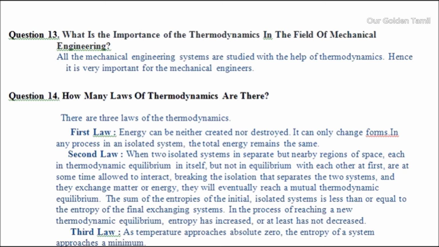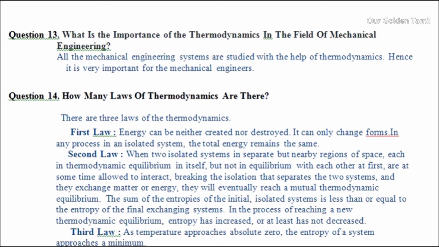First law: energy can be neither created nor destroyed. It can only change forms. In any process in an isolated system, the total energy remains the same. Second law: when 2 isolated systems in separate but nearby regions of space, each in thermodynamic equilibrium in itself, but not in equilibrium with each other at first, are at some time allowed to interact, breaking the isolation that separates the 2 systems, and they exchange matter or energy, they will eventually reach a mutual thermodynamic equilibrium.